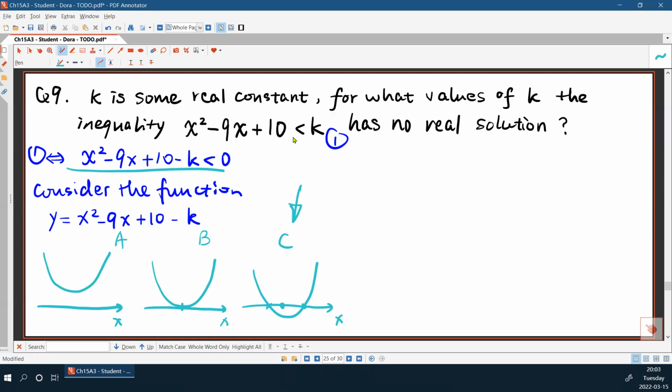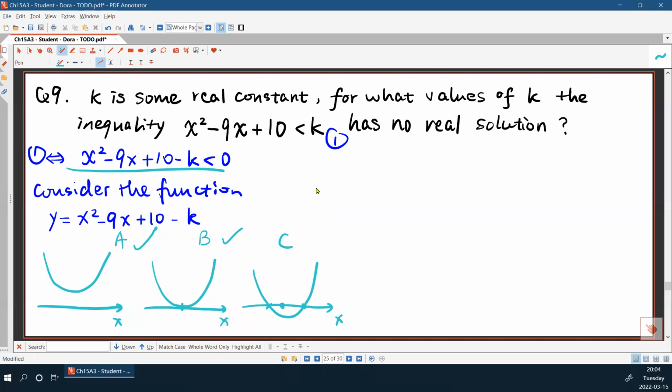But the question states that this inequality has no real solution. That means there is no x that can make this inequality hold. So the only correct case is A or B, right? Because in case A or B, no matter what x is, the function is always greater than or equal to 0. That means if we let the function be less than 0, there will be no real solution.